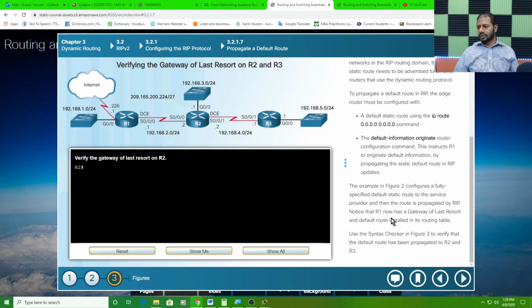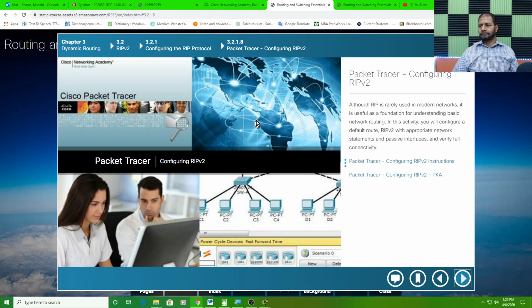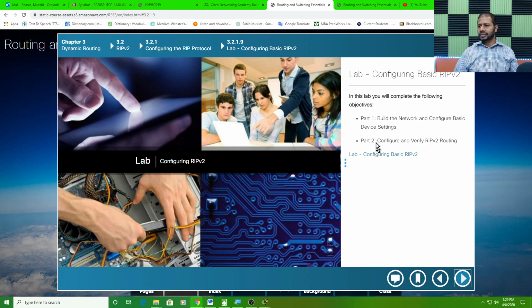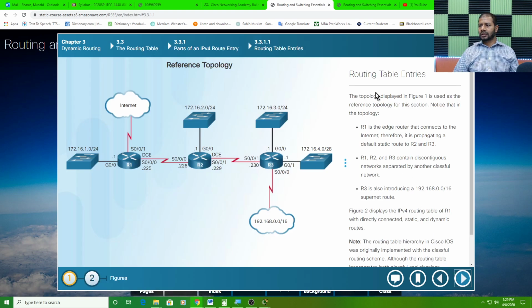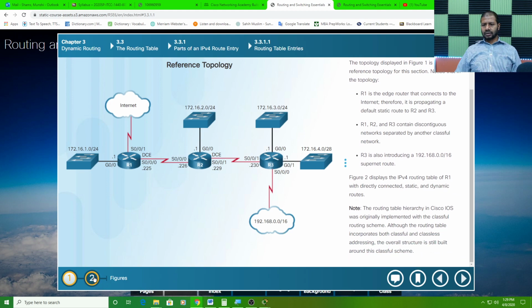Okay. Next. Now, Packet Tracer configuring RIP. We'll do that at some point, I guess. Configuring basic RIP version 2. Routing table now, looking at the routing table entries. By looking at the routing table, let's understand those entries. What do they mean?